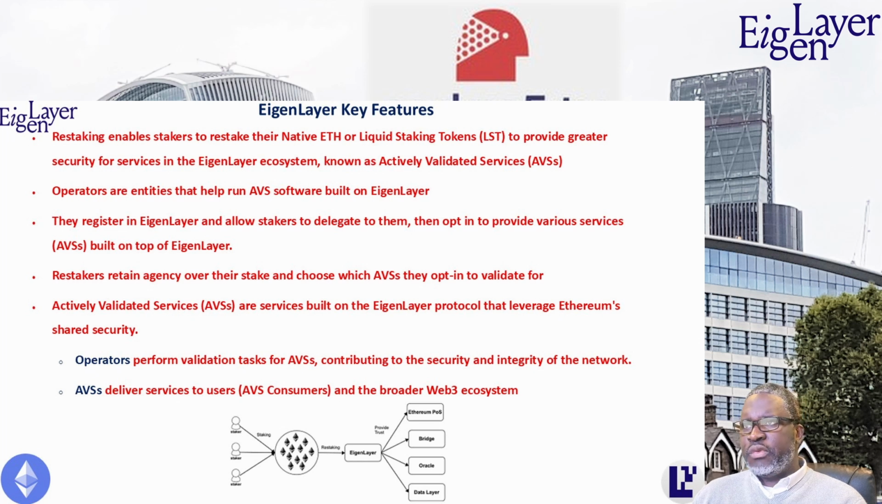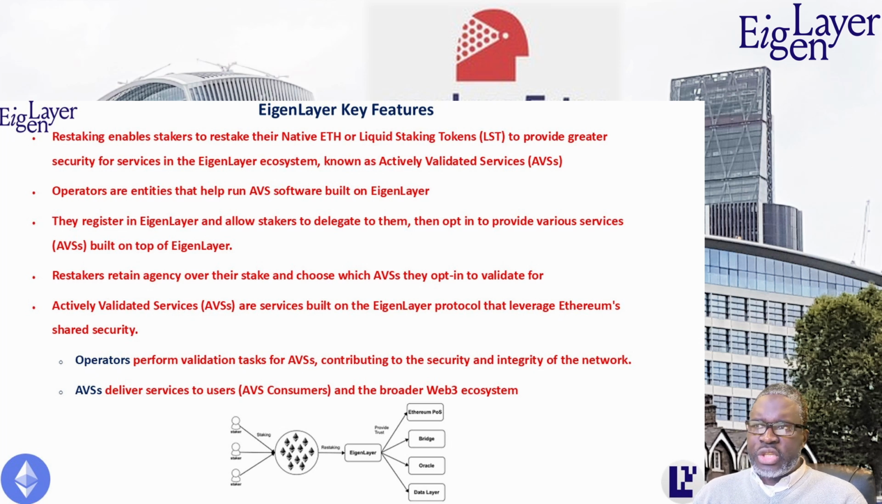And the final key feature we're going to be looking at is around actively validated services or AVS. AVS are services built on the Eigen Layer protocol that leverage Ethereum's shared security. With AVS, operators perform validated tasks contributing to the security and integrity of the network. AVS deliver services to users, and those users could also be AVS consumers and the broader Web3 ecosystem.